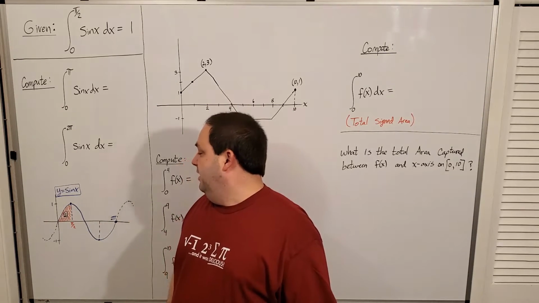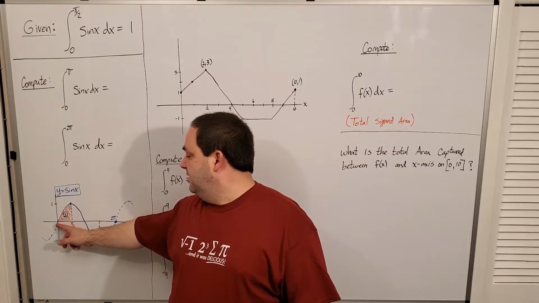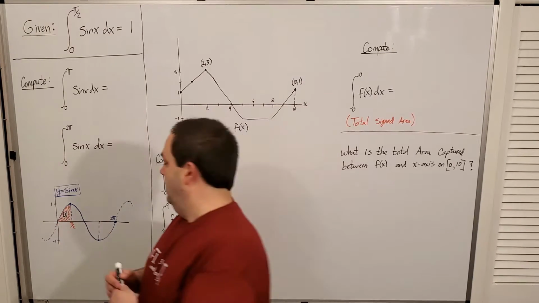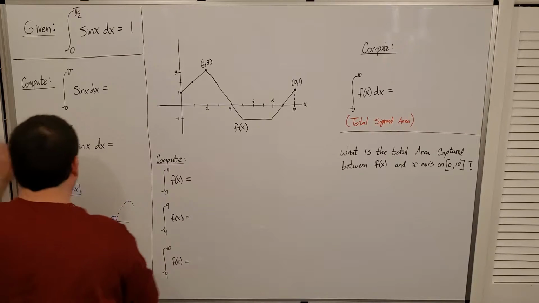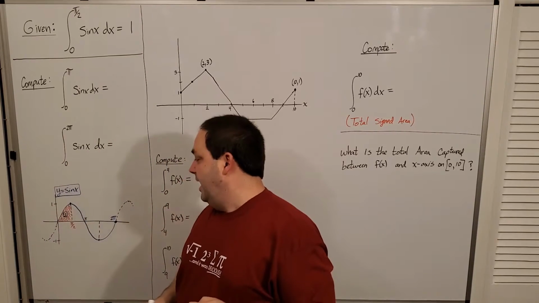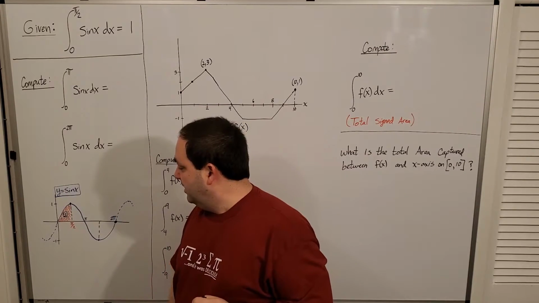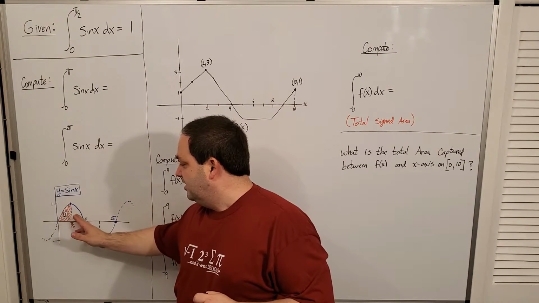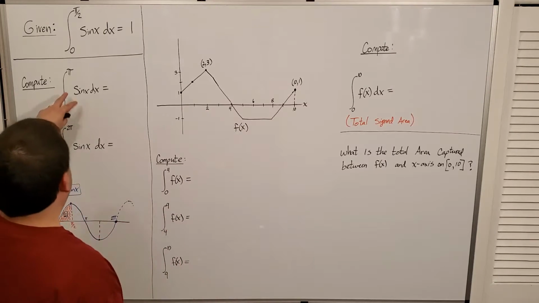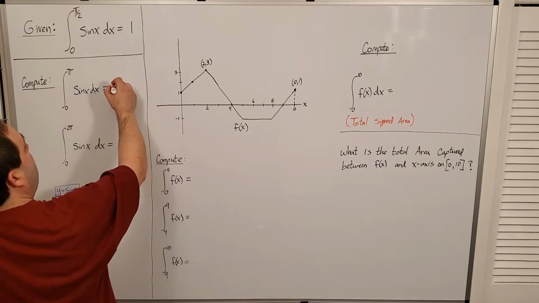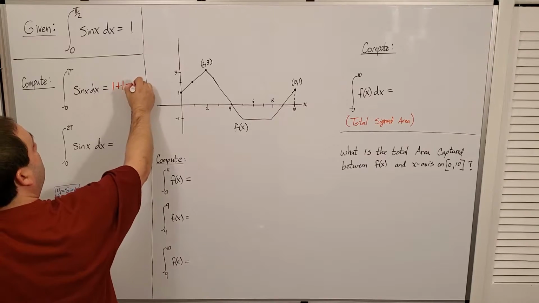Okay, well, then what if I wanted to go from 0 to pi? And don't forget, pi is right here in the middle where it hits the x-axis again. Well, it should make sense to you that I've got two of these symmetric pieces here. And so this particular definite integral should be 1 plus 1, which is 2.